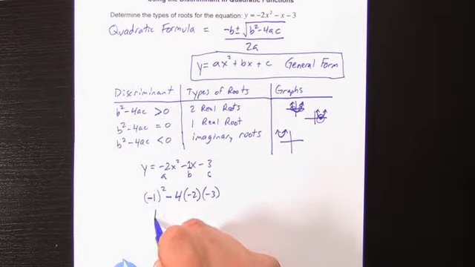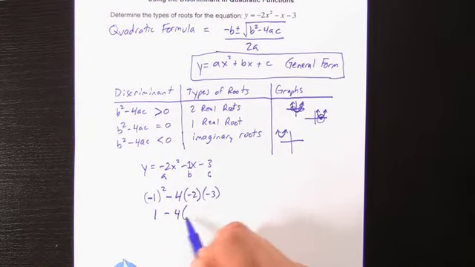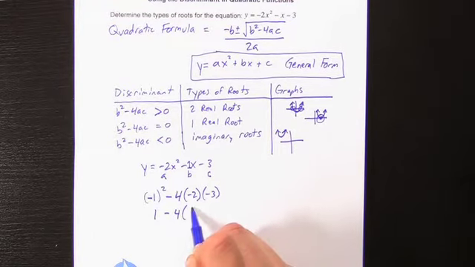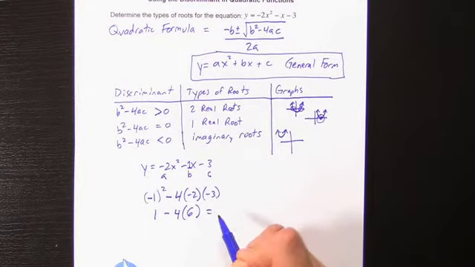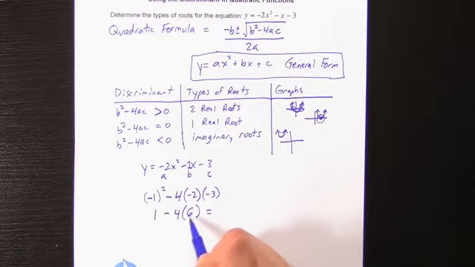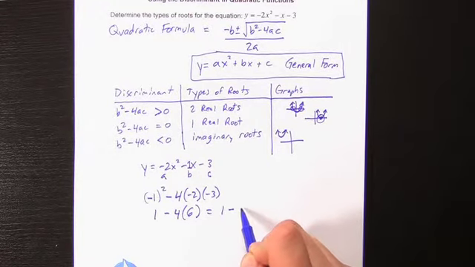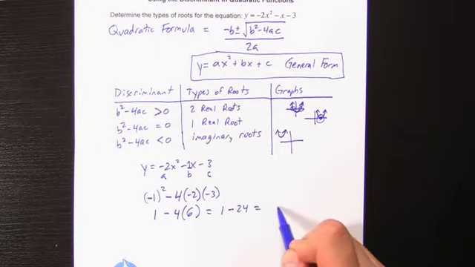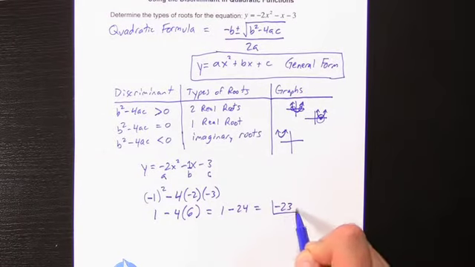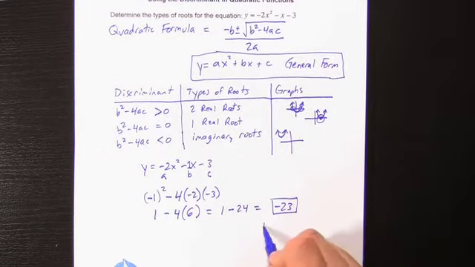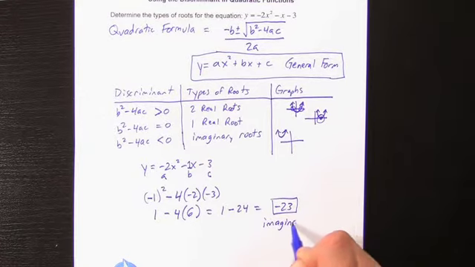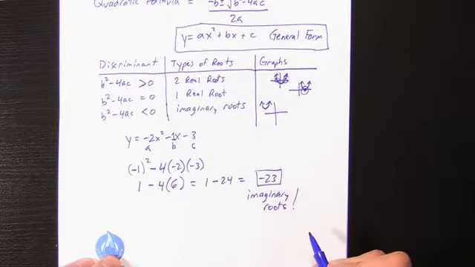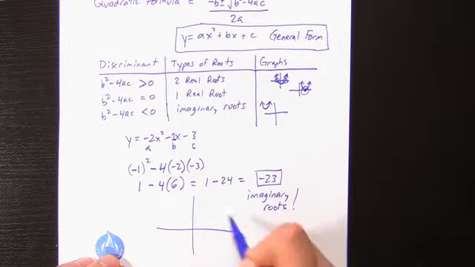So negative 1 squared is positive 1, and I'm going to multiply these two together. Negative 2 times negative 3 gives me positive 6. And from here, I can multiply negative 4 times 6, which is 24, or negative 24 in this case. From here, I can solve the final answer, which is negative 3, which means that I am going to get imaginary roots.